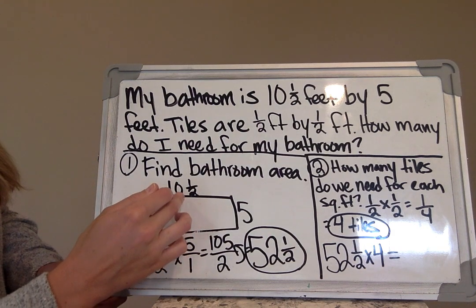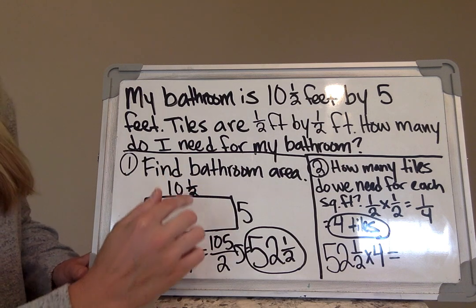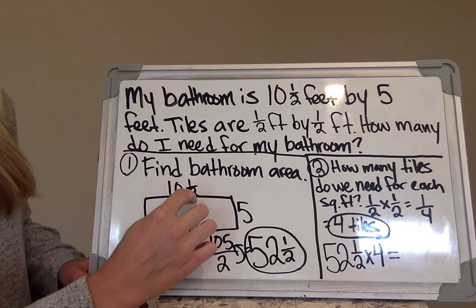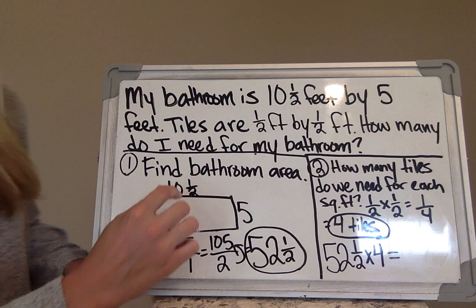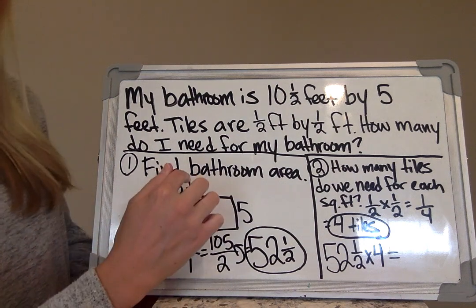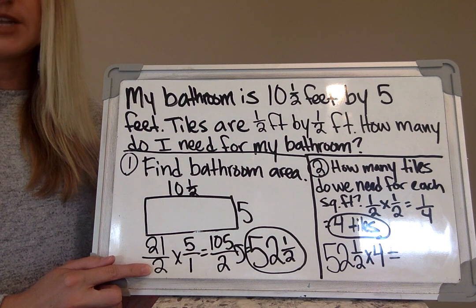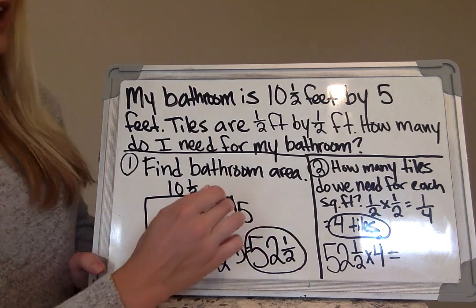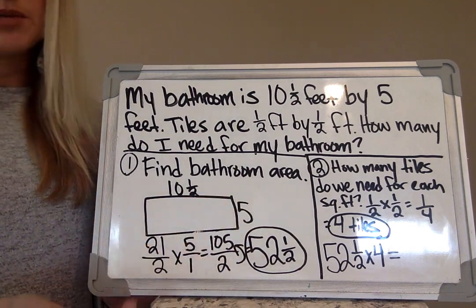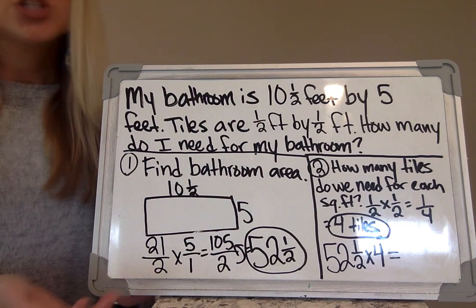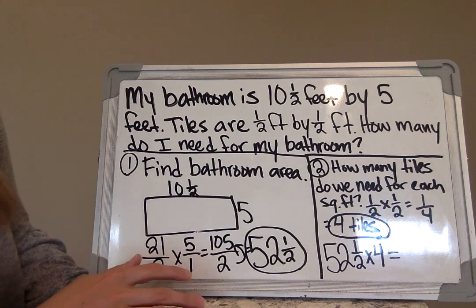What I mean by that, I had 10.5. I chose to use the clock method. I did 2 times 10 and got 20, plus 1 and got 21 over 2. That's why I have 21 over 2 right there, times your width, just a regular 5. I just put my 5 over 1. So, I'm finding my area.